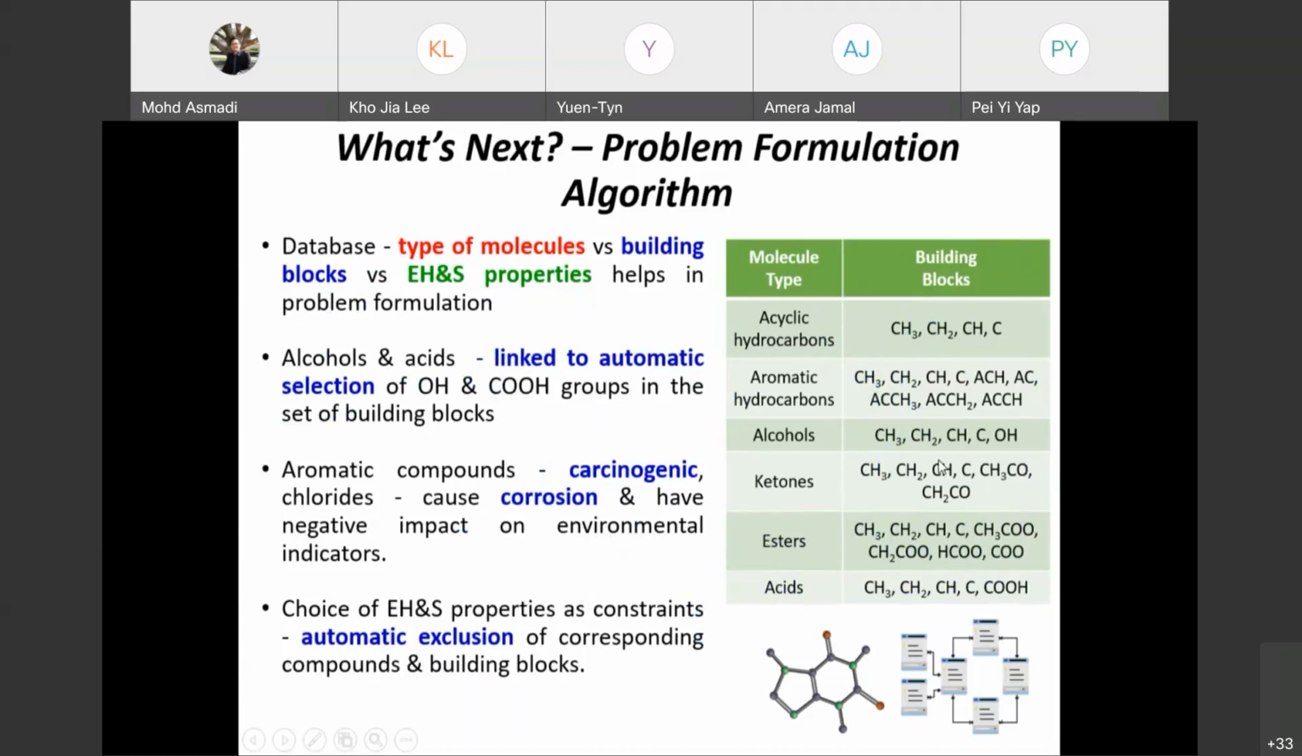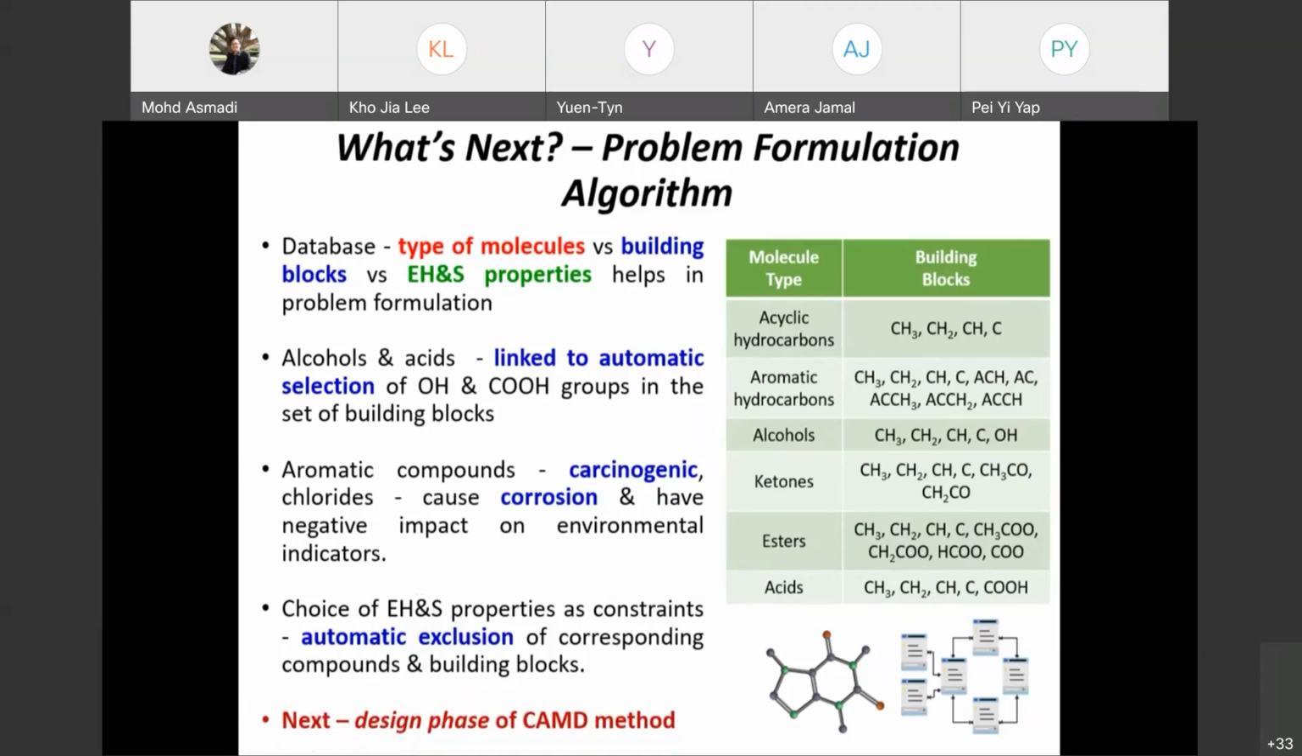Similarly, for the aromatic compounds, maybe they are carcinogenic, and chlorides may cause corrosion and have a negative impact on the environment. So if you choose EHS properties as a constraint, meaning a boundary, then automatically we have to exclude these compounds from the building blocks if you consider EHS properties. What's next is the design phase of the CMD methods.